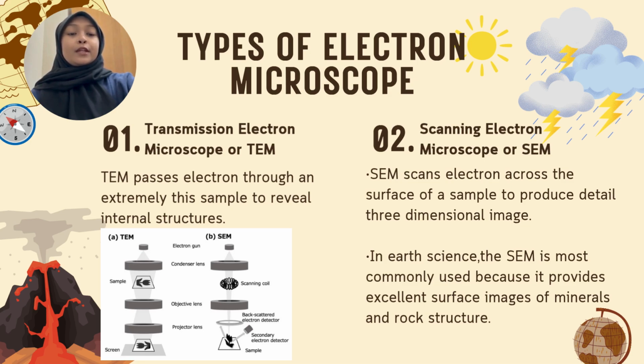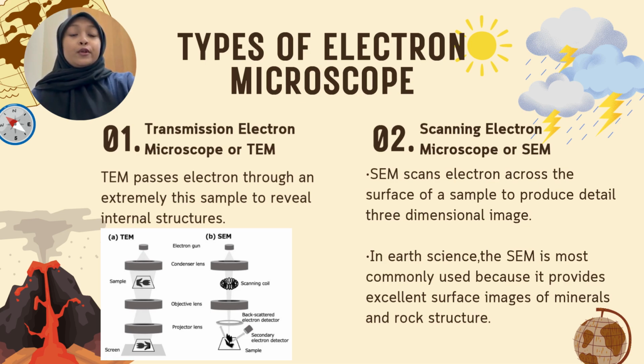First, the transmission electron microscope or TEM works by passing a beam of electrons through an extremely thin sample. The electrons travel through the specimen and create an image that reveals the internal structure of the material. Because of its high resolution, TEM is useful for studying very fine details inside a sample. The second type is the scanning electron microscope or SEM. Unlike TEM, SEM scans a beam of electrons across the surface of a sample. This produces highly detailed images with a three-dimensional appearance, allowing researchers to observe surface features clearly.